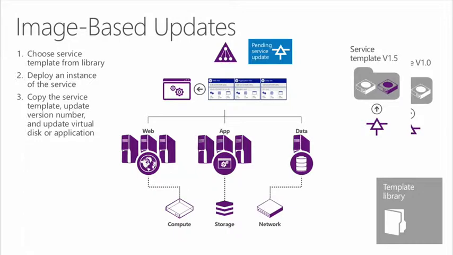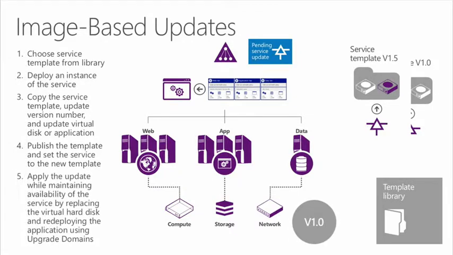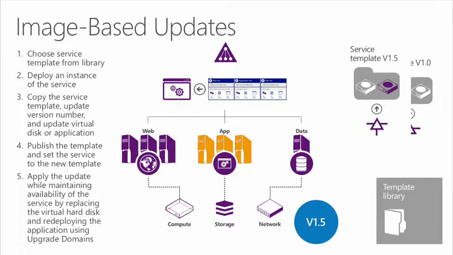At that point now I get the pending service update because I've published that template and set the new service to the new template. And then I can push that update down when I need to. And here, instead of doing the updates by just shutting down the VM, copying down the changes, bringing it back up or something like that, I'm replacing the VHD file, bumping that thing up to the new version of the operating system that's running on that, and now this thing's running at the new version.